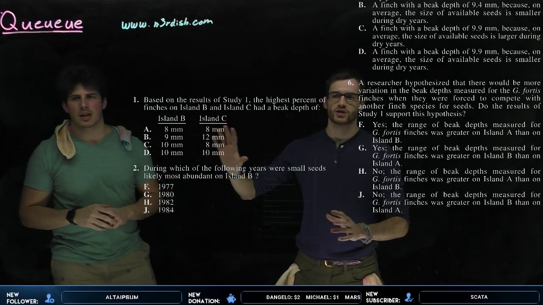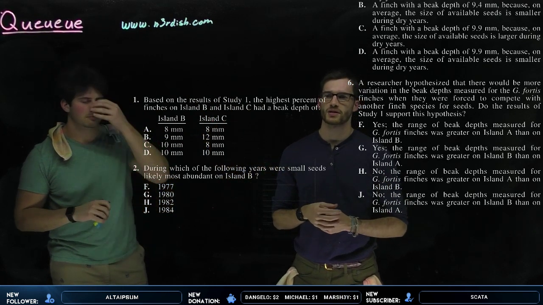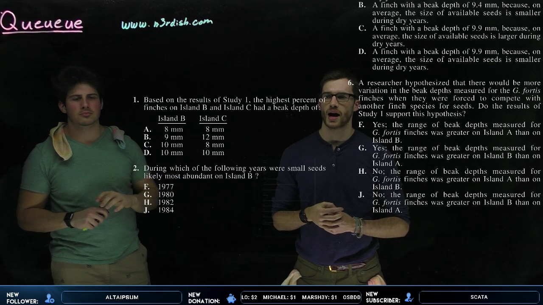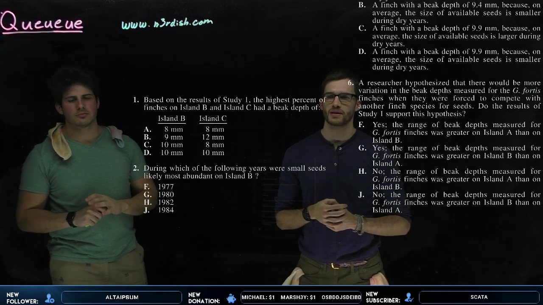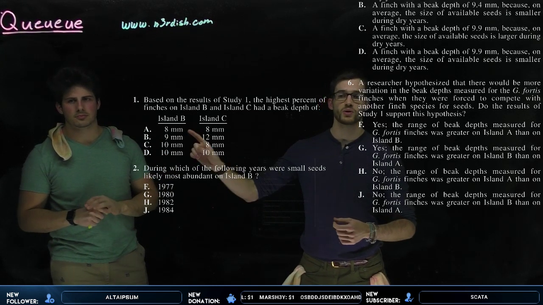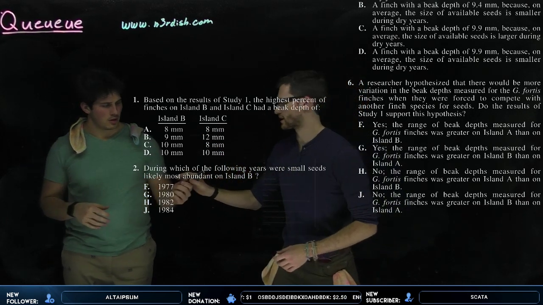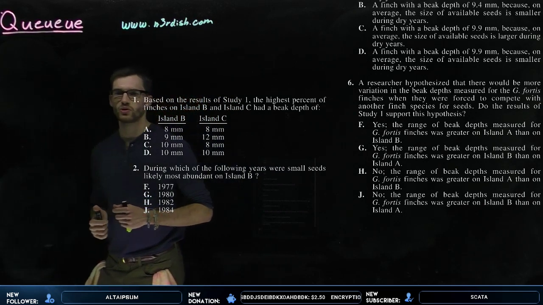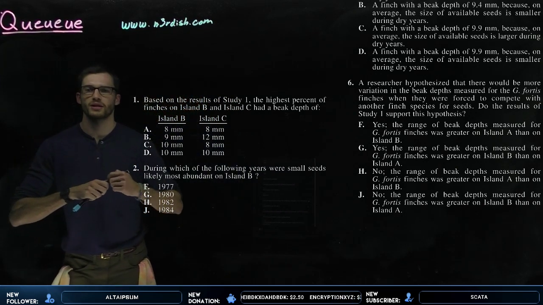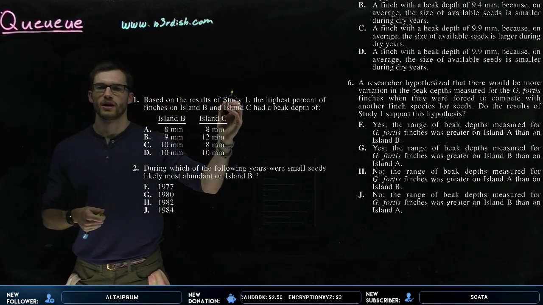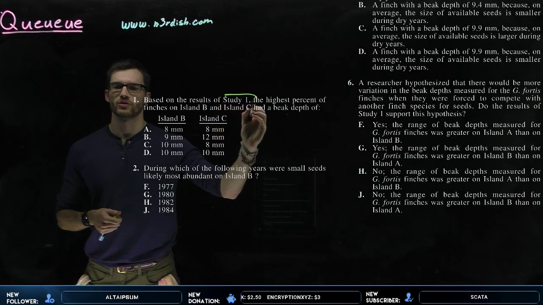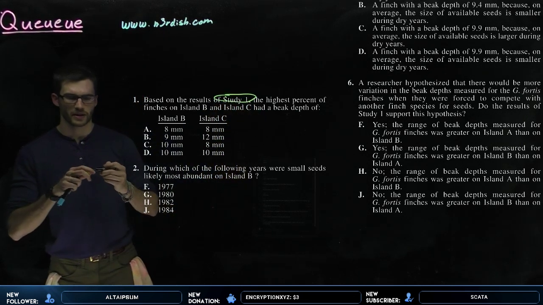Let's just look at this question as an example. Based on the results of study one, the highest percent of finches on island B and island C had a beak depth of blank. Okay, and then you can look at the answer choices too. So we know immediately... Actually, can I have one of those markers? Cool. Yeah, we're actually good here. I'm not necessarily going to go through the whole question. This is probably something that you do, but being very conscious about it is good too.